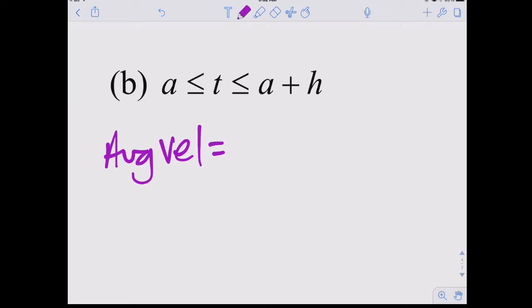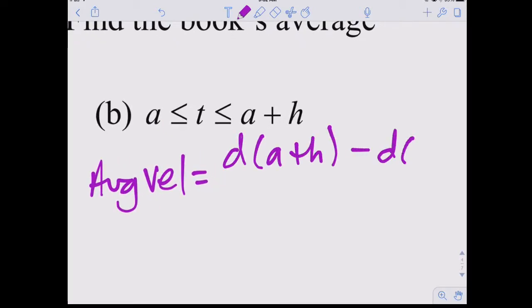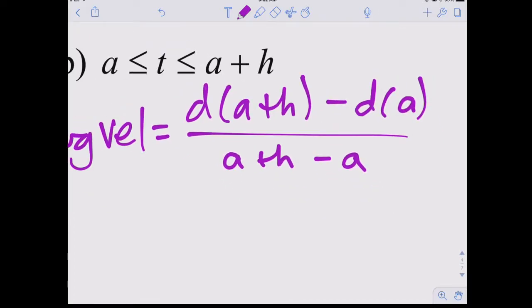The average velocity is going to equal, setting it up, the distance at A plus H minus the distance at A. We don't know what A is and we don't know what H is, but A is going to be some arbitrary time and H is going to be some length of time past A. So like if A was 1 and H was 1, this would be from 1 to 2, 1 second later. All over the corresponding change in the x value. D of A plus H minus D of A over A plus H minus A.